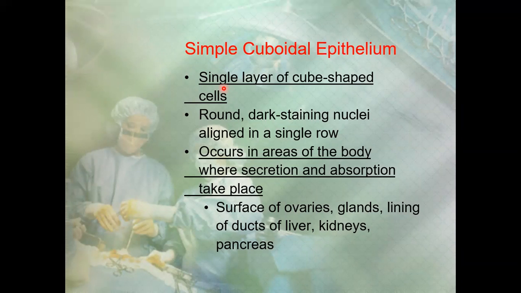So how am I going to test you over this material? What I might do is ask a question, for example, this is the cellular epithelial configuration that helps with absorption and excretion. And then I would have simple squamous, simple cuboidal, simple columnar, pseudostratified, and you would be able to choose easily which one it was.